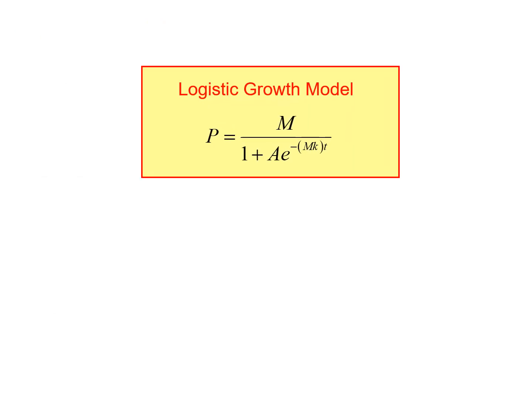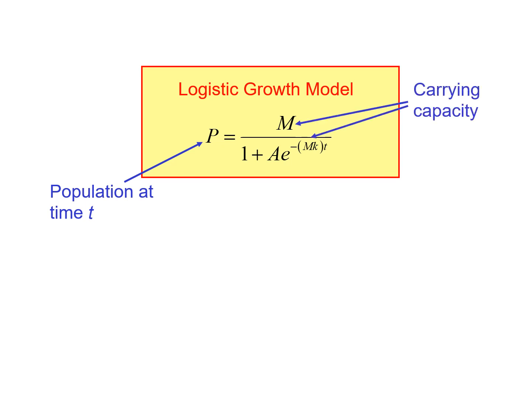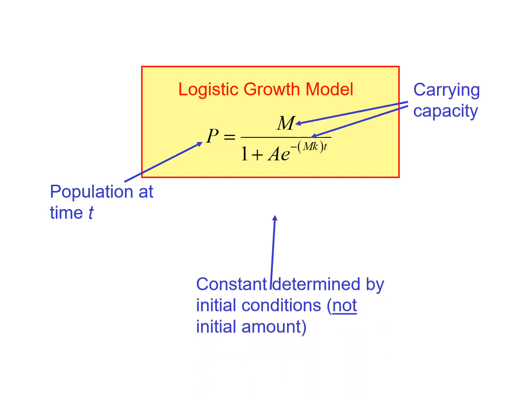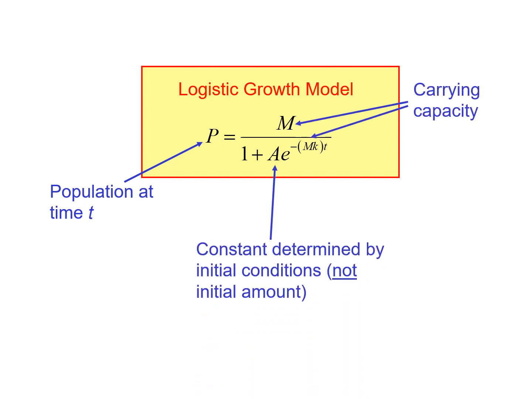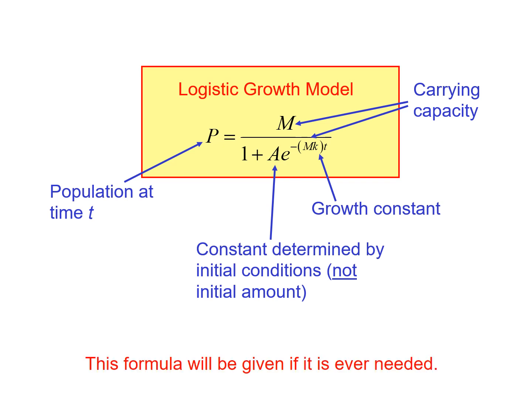This is our logistic growth model. We have our population at some time t. M is our carrying capacity. A is a constant that's determined by the initial conditions, but it's important to understand that A is not the initial amount. And K is the rate of growth, the growth constant.